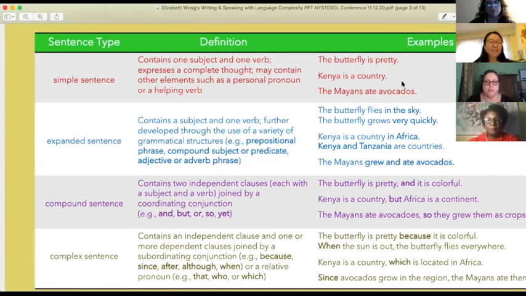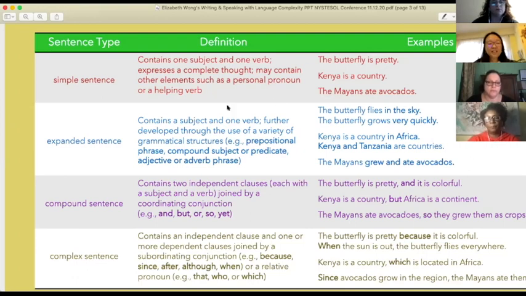So the first example is from kindergarten, and that example for the simple sentence is, "The butterfly is pretty," right? Because kindergartners study the butterfly unit in my school. The second sentence I have here is from our 3rd grade unit on Kenya. They study countries around the world in 3rd grade in my school. So the simple sentence there is, "Kenya is a country." And the third example is from the 5th grade unit on the Mayans, the Aztecs, and the Incas. And that sentence example is, "The Mayans ate avocados." And you'll see that in blue, the next sentence type is the expanded sentence.